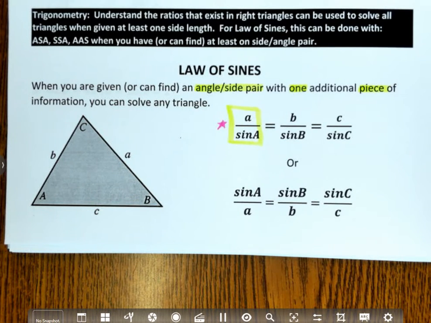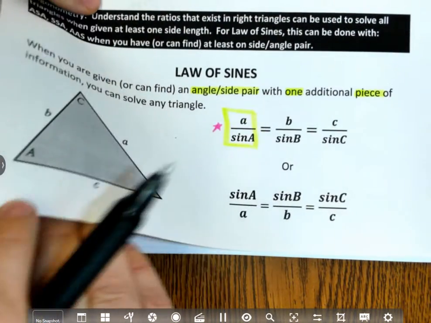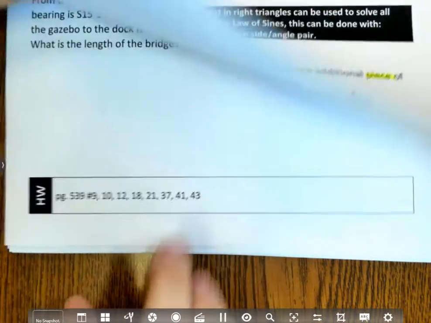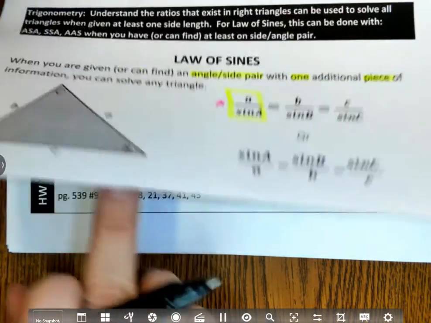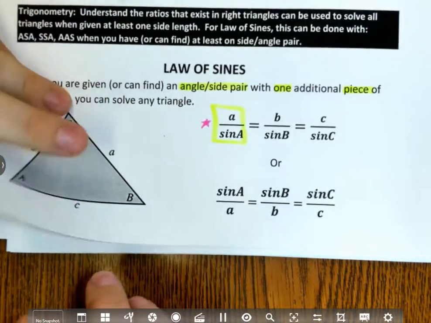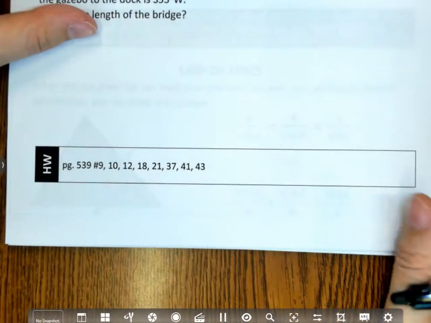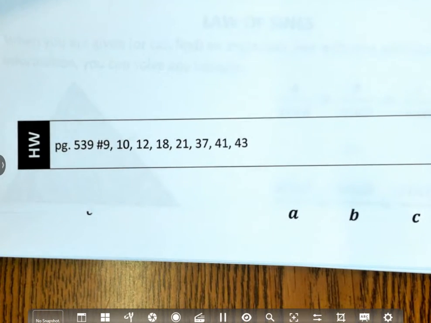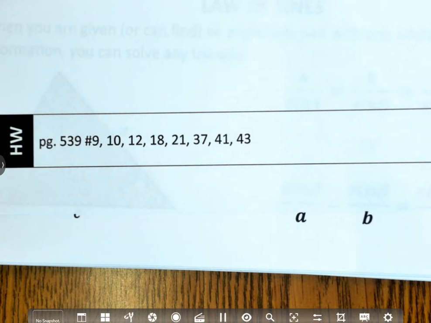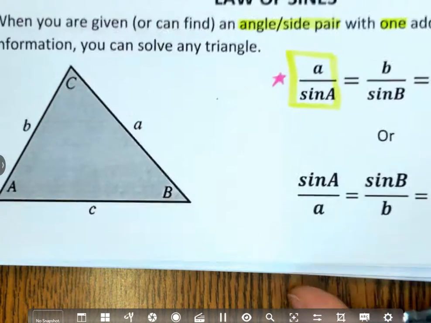Yes, ma'am? Please make note your homework is on the bottom. Oh, here, sorry. Why don't you write that down real quick for me? She's leaving. You guys will see this. It's okay. Panic! Okay? All right.